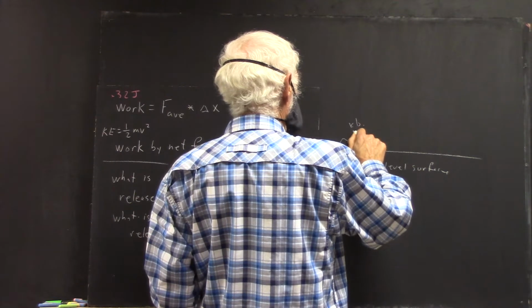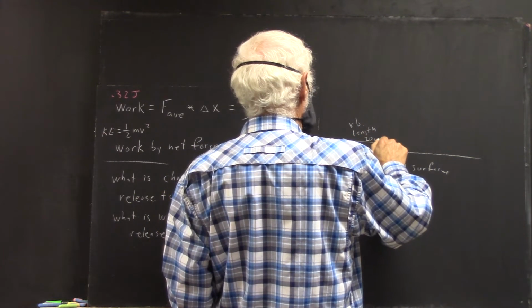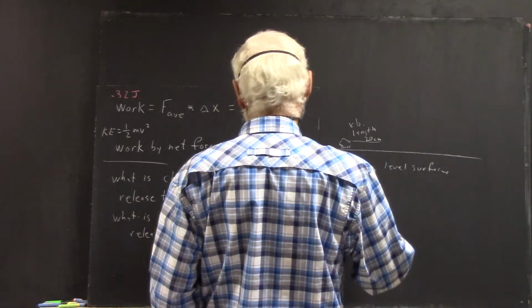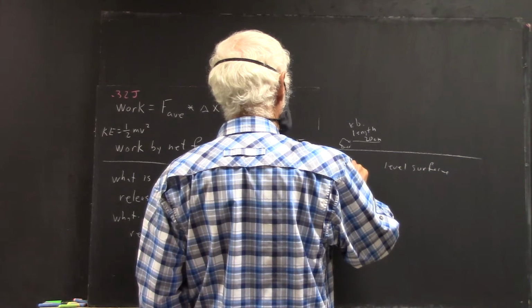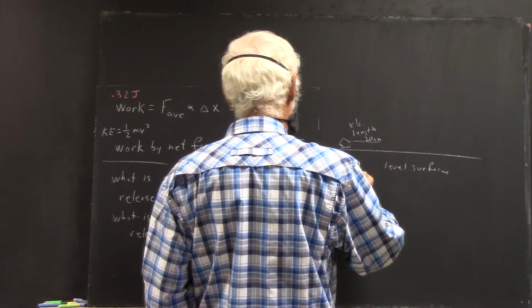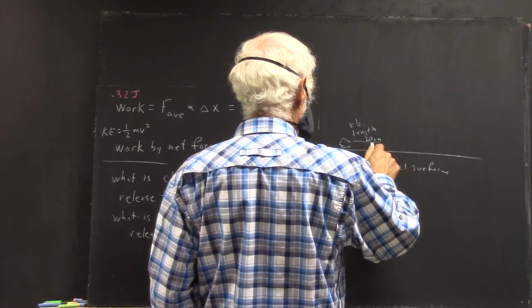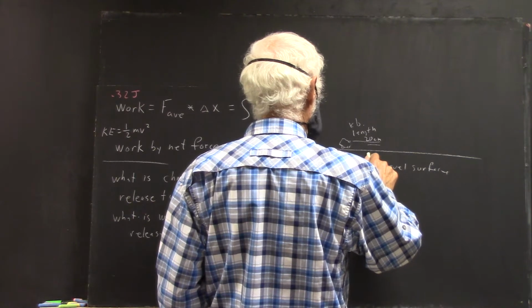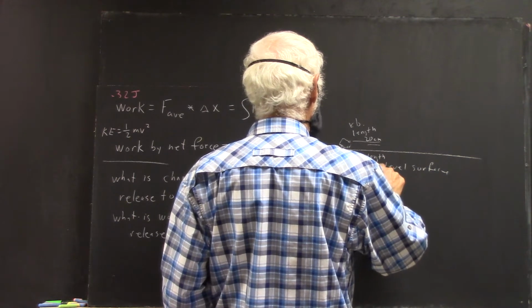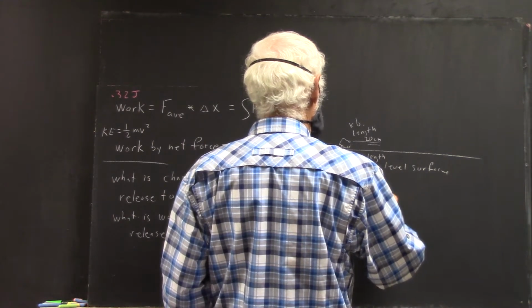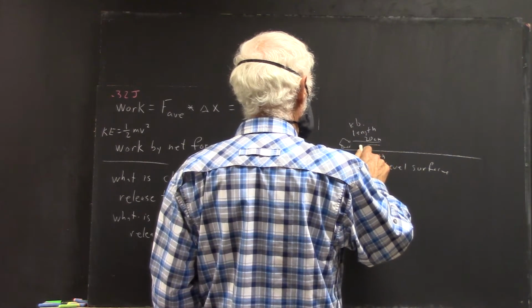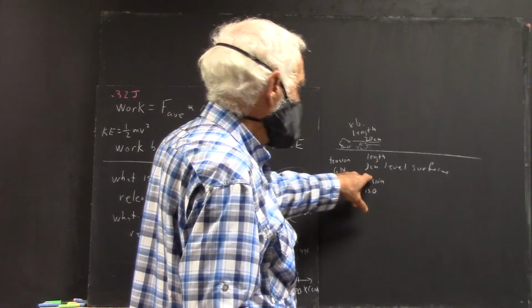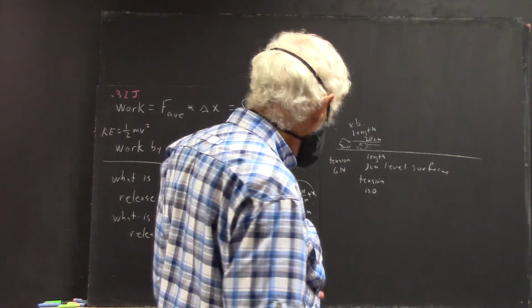RB for rubber band. Length of 20 centimeters. Tension, six newtons. Okay? Now, when the length is 8 centimeters, the tension is 0. So when the car is here, it will have traveled 12 centimeters with an average tension of 3 newtons.